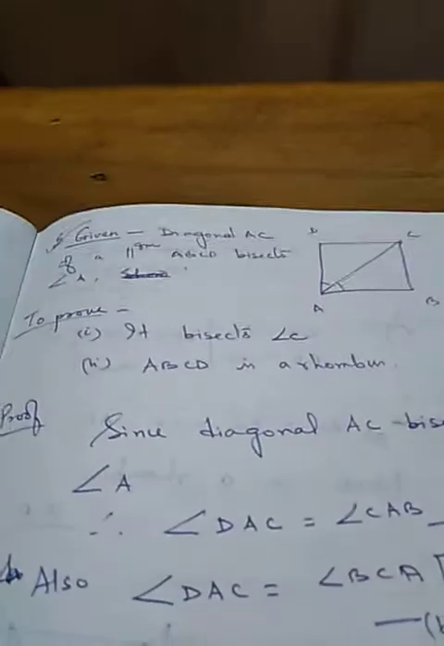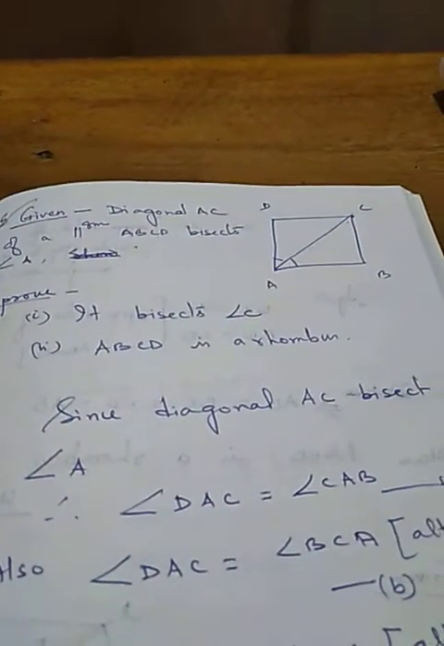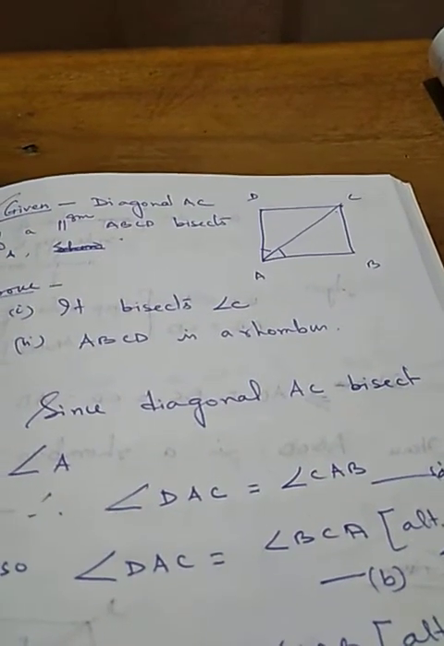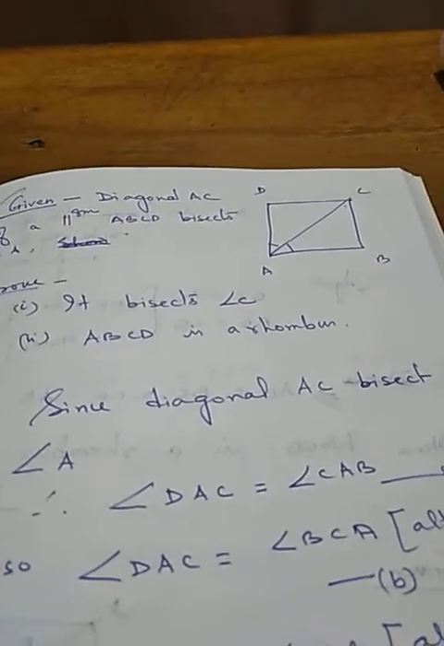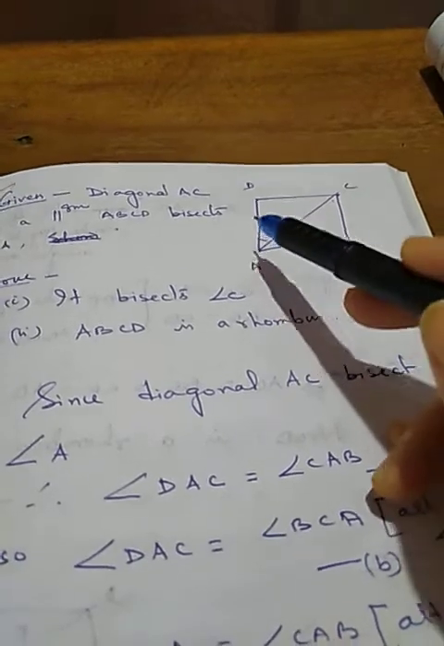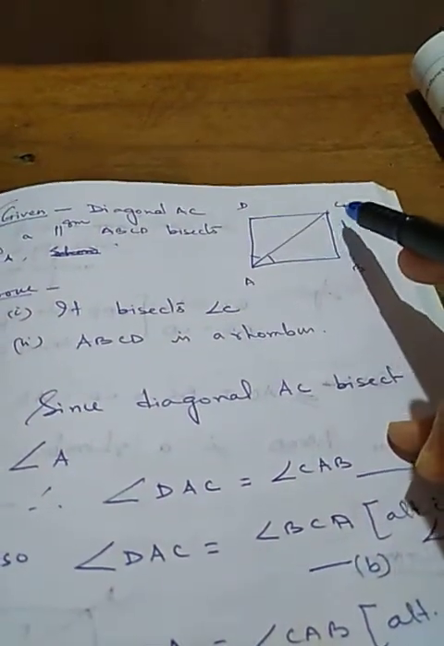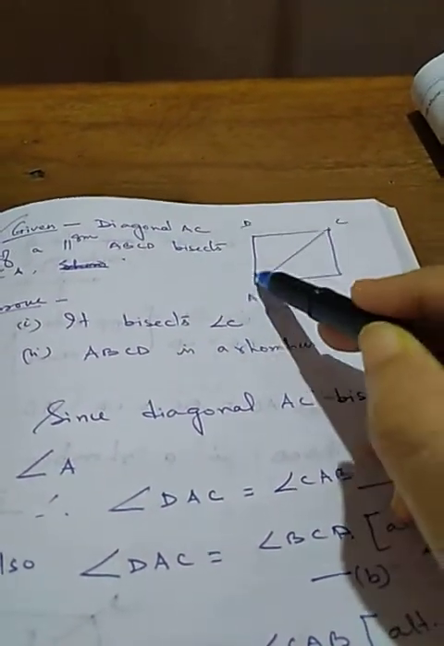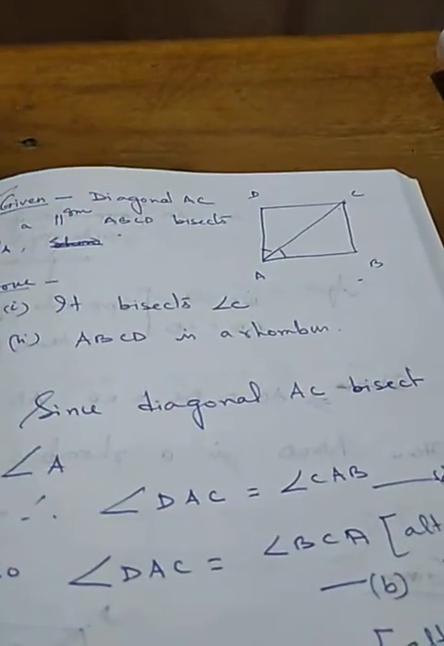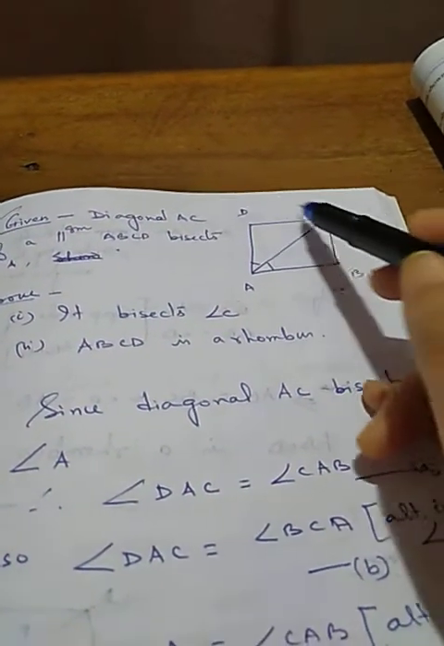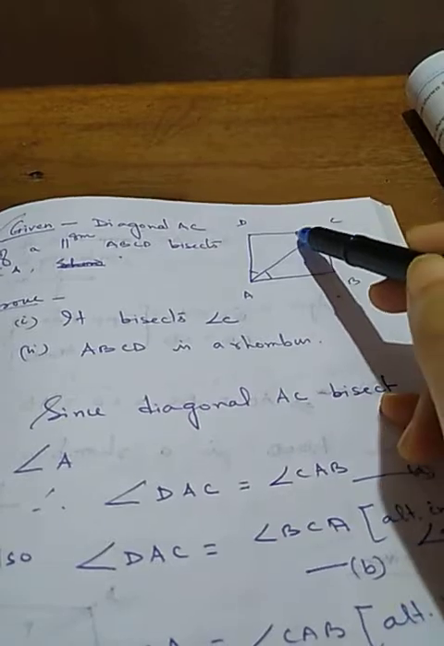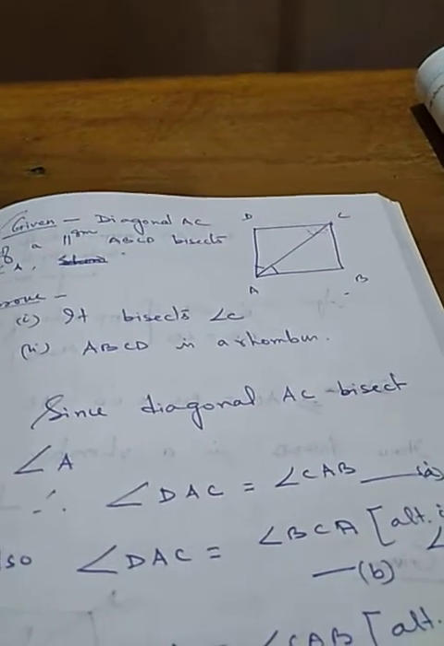Now we come to question number 6. What is given? Diagonal AC of a parallelogram ABCD bisects angle A. I think all of you know what bisector means. That is, angle DAC equals angle CAB. These two angles are equal. Show that it bisects angle C also. That means you have to prove these two angles equal, and that ABCD is a rhombus.